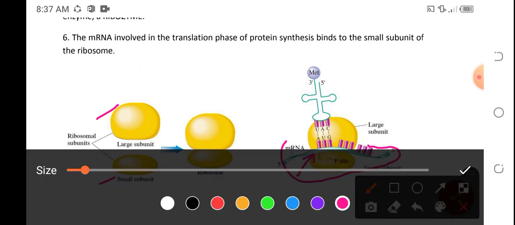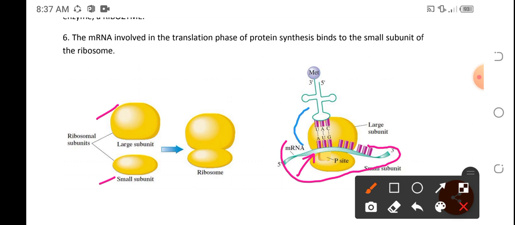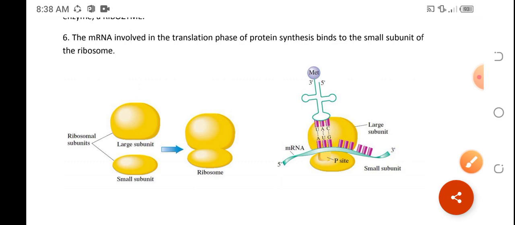At yung large subunit naman, ito yung large subunit, dito naman nangyayari yung pag-transfer ng tRNA ng mga amino acids at dito rin nangyayari yung linkaging ng mga amino acid to grow as a peptide and further grow as a protein. Okay? So you have the small subunit, ulitin natin, nandiyan si mRNA, and then the large subunit, dyan naman si tRNA for the protein synthesis.